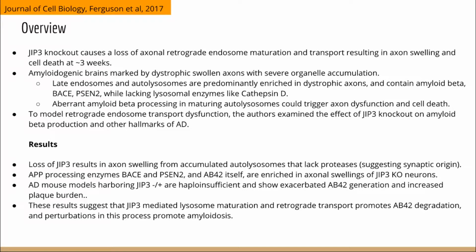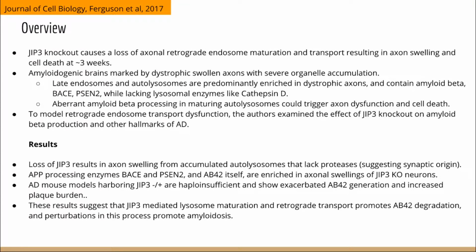There's a significant amount of research and literature that suggests that improper endosome and lysosomal processing and production of amyloid beta is ultimately what's killing the neurons by preventing the maturation of these organelles into lysosomes and causing axon dysfunction. So in the current paper, the authors wanted to model retrograde transport and endosome malfunction in axons, and they took advantage of these JIP3 knockouts. And they examined the effect of JIP3 knockouts on amyloid beta production and other hallmarks of AD, or Alzheimer's disease.